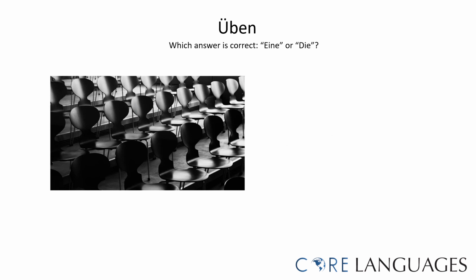And how about this example? Eine Stühle sind schwarz or die Stühle sind schwarz. Stühle is a plural noun, so the correct article would be die Stühle sind schwarz. We cannot use the indefinite article for plural nouns, and it would be incorrect to not use an article because not all chairs are black, but these chairs that we are referring to now are black, so it is okay to use the definite article. The chairs are black. Die Stühle sind schwarz.